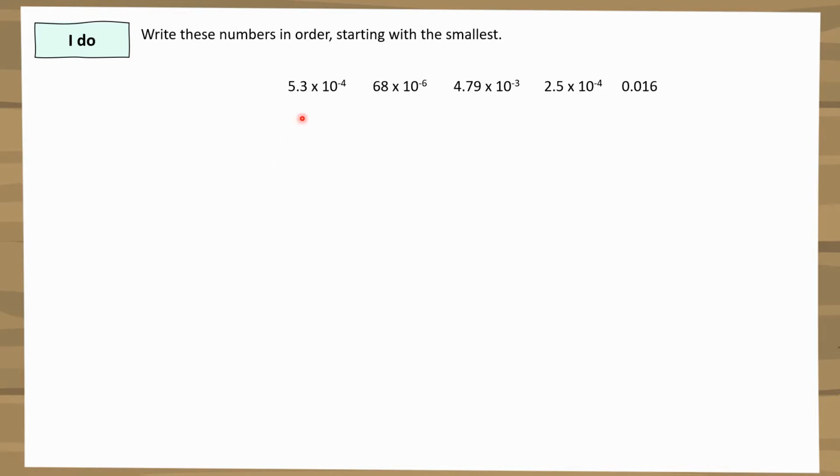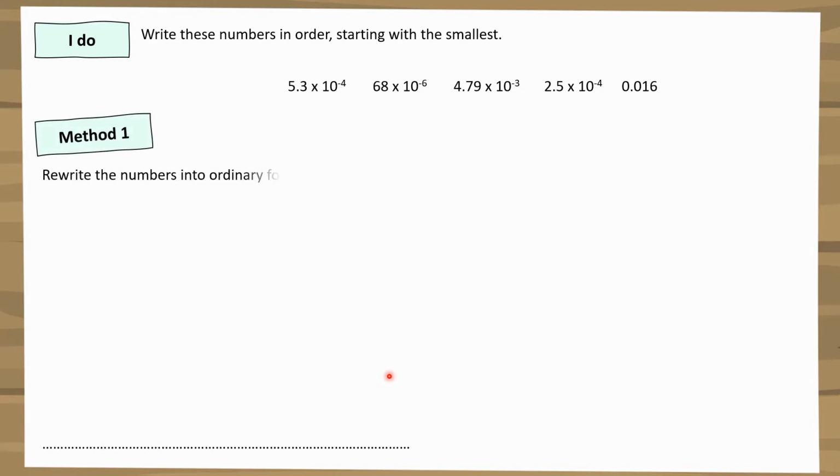And then I have a list of numbers here that look like they are in standard form, apart from this one on the end, which is in ordinary form. So I have two methods to show you of how to do this. So method one is going to be to rewrite the numbers into ordinary form first.